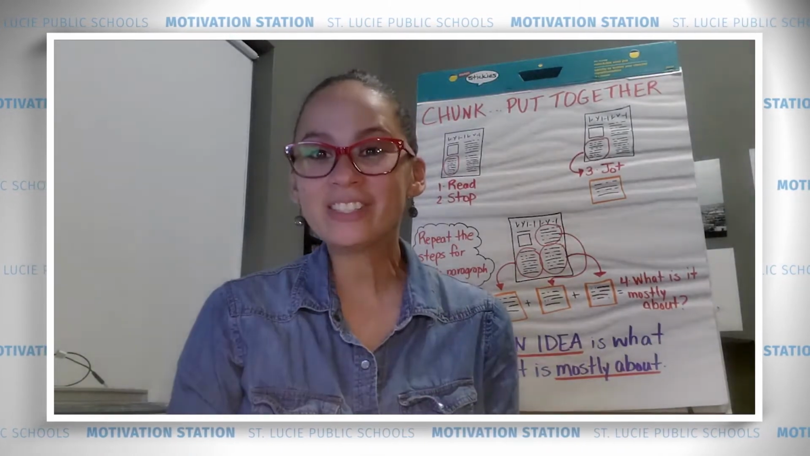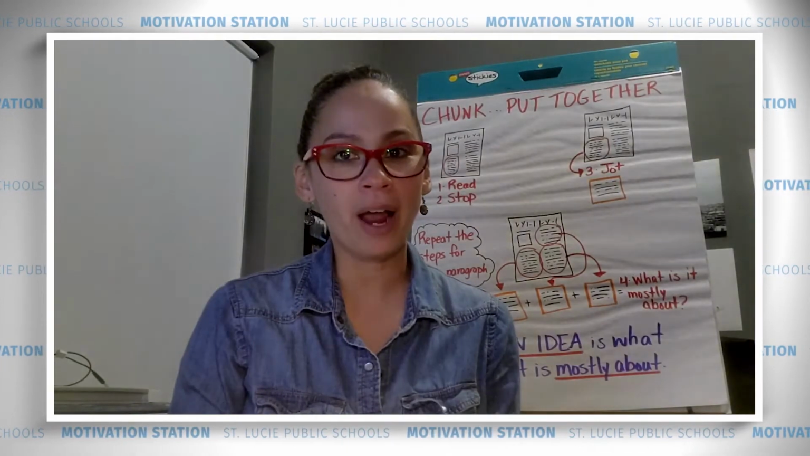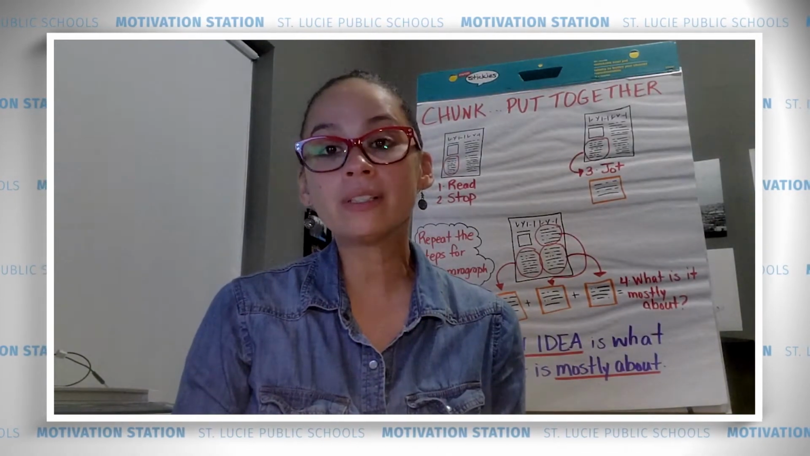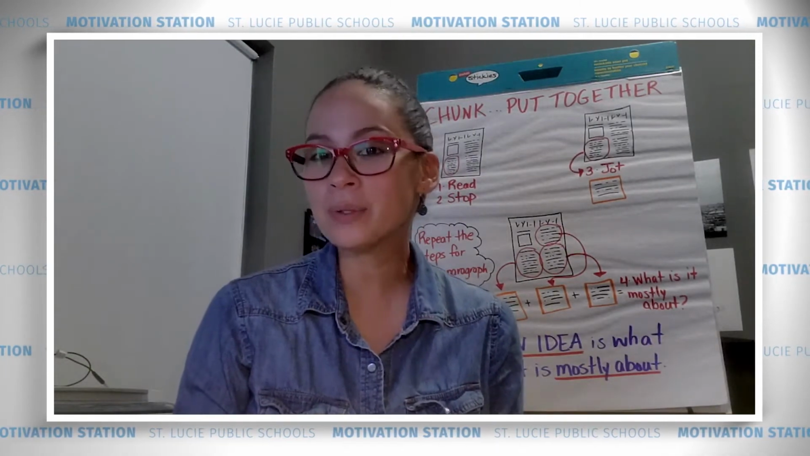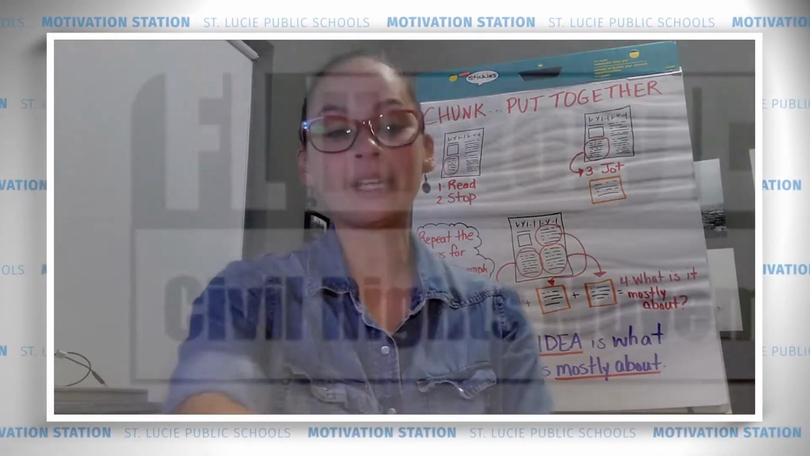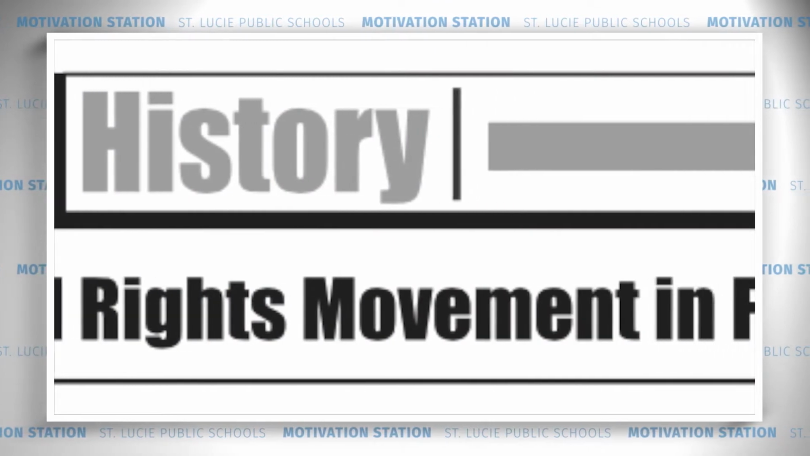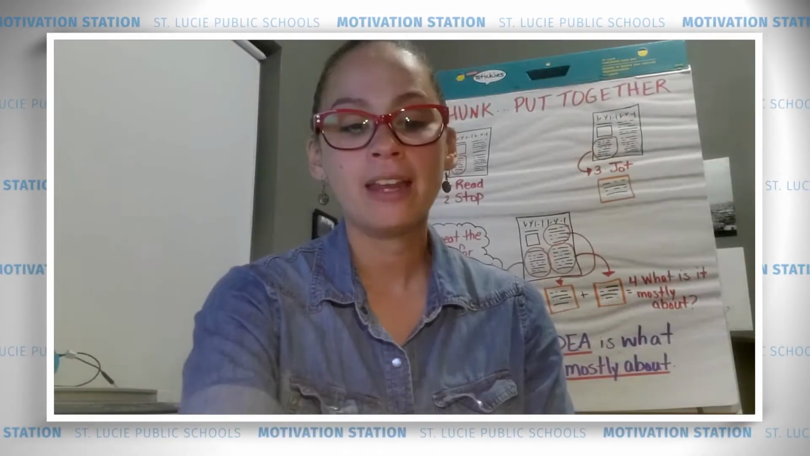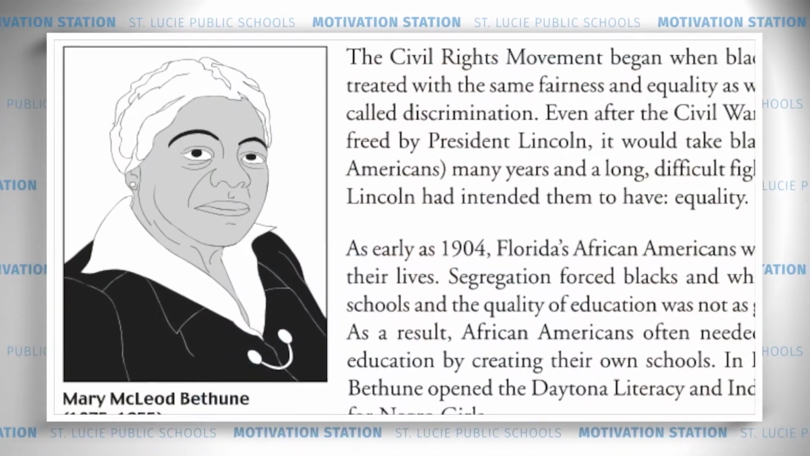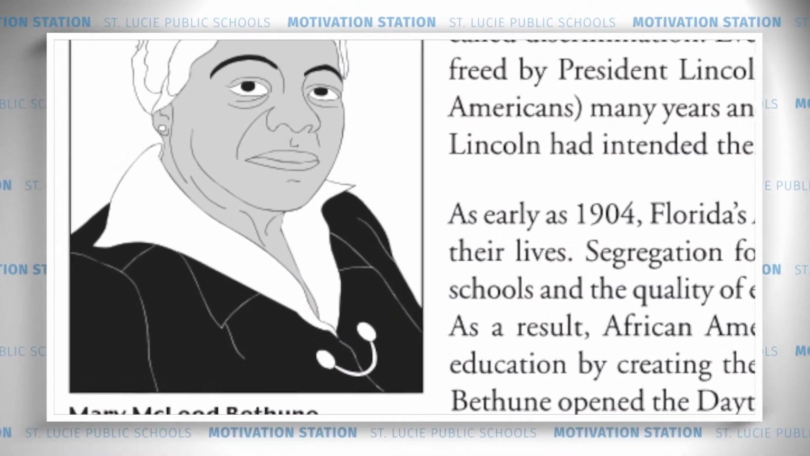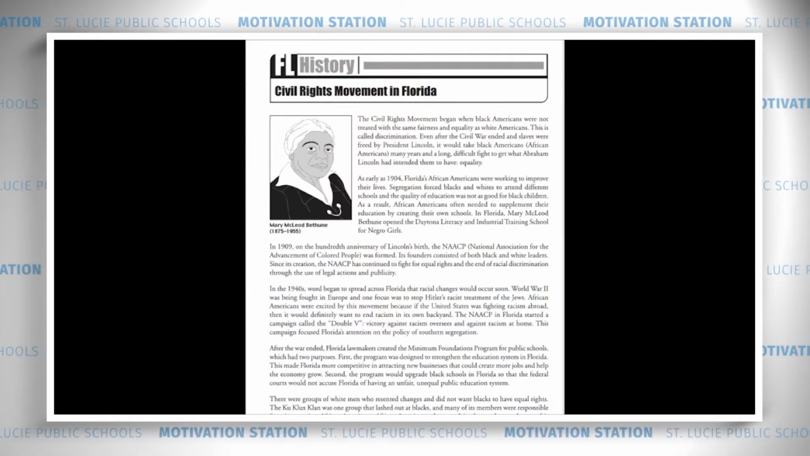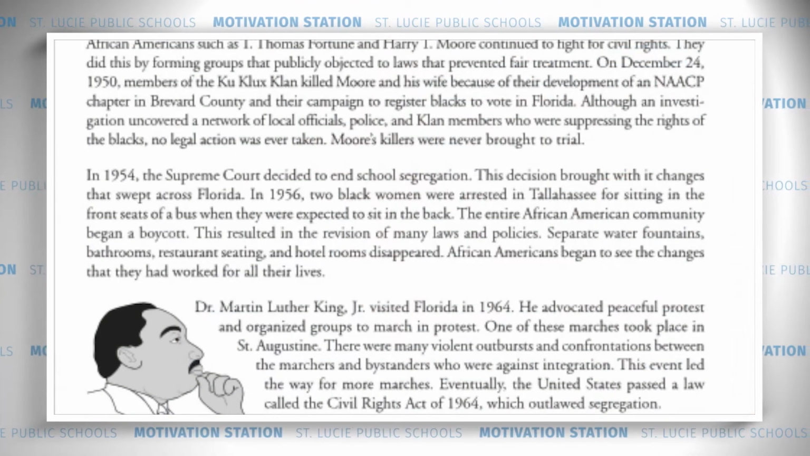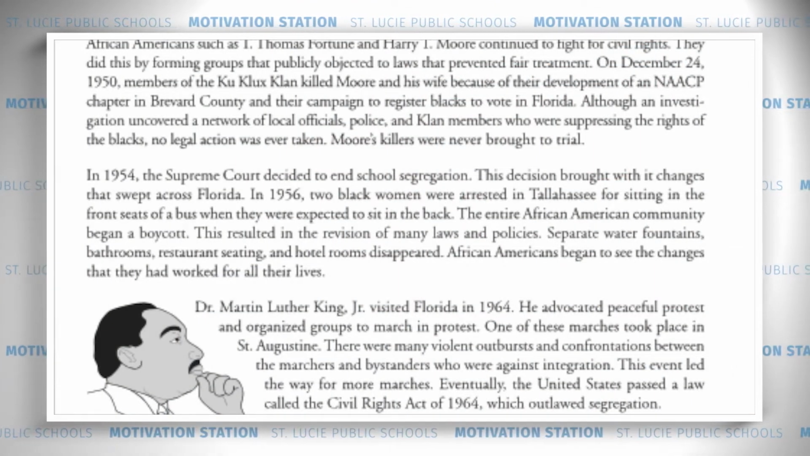Before we get started, let's activate our prior knowledge. Let's look at some of the text features of this text to see what you think it's going to be about. Let's look at the title. The title is The Civil Rights Movement in Florida. Now I see a picture right here with a caption and 2 dates. I don't see any headings. I see lots of paragraphs. I see another picture on page 2 with another caption and 2 dates. And again, lots of paragraphs.